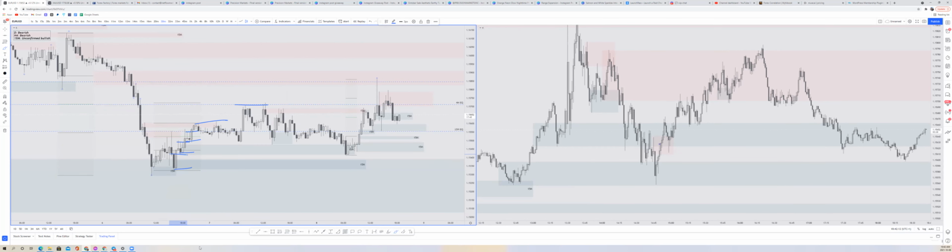I look at what they did. I look if they swept liquidity. I look if they wiped the range. And then I'll look if they gave me a new high or not. So this, for example, yes, you could say it gave us a new high, but the move didn't originate there. The move originated either here or here.